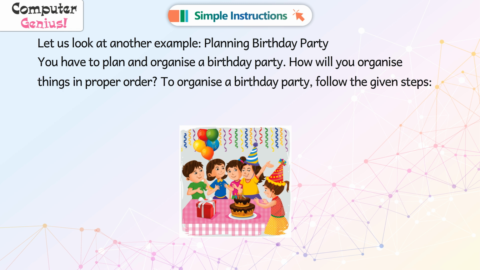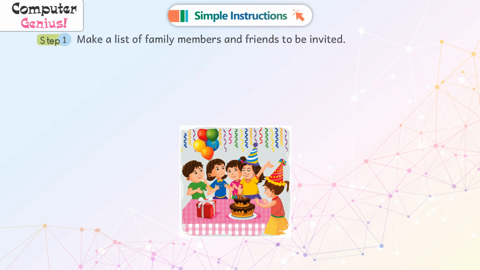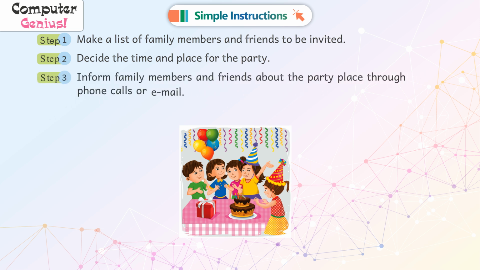To organize a birthday party, follow the given steps. Step 1. Make a list of family members and friends to be invited. Step 2. Decide the time and place for the party. Step 3. Inform family members and friends about the party place through phone calls or email.